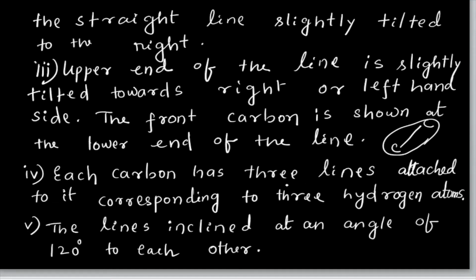Each carbon has 3 lines. Why 3 lines? Because 3 hydrogen atoms are attached to it. Now I will show the diagram and how the hydrogen atoms are attached. One is above the line at the upper end, and the other is at the lower end, the front carbon. And here the lines are inclined at an angle of 120 degrees when the hydrogen atoms are attached, and you can observe this 120 degree angle.